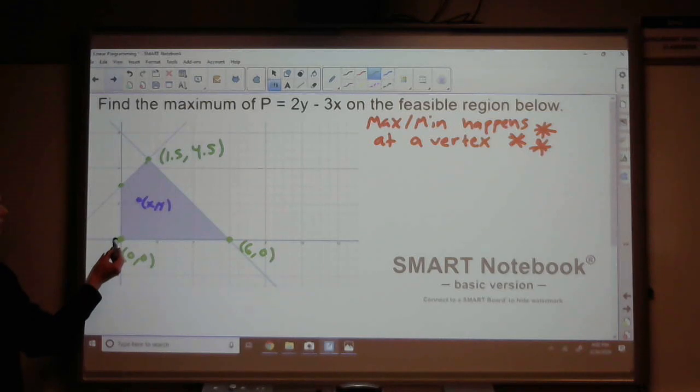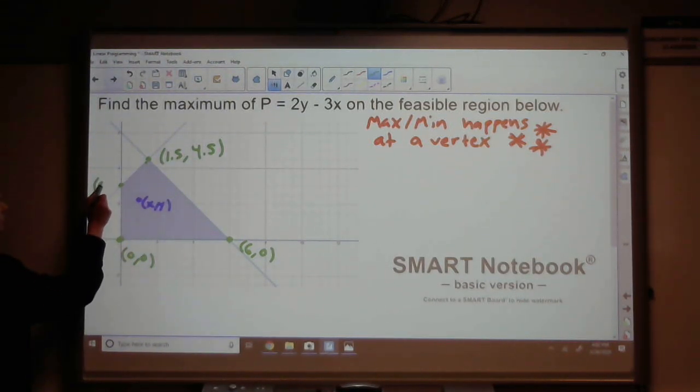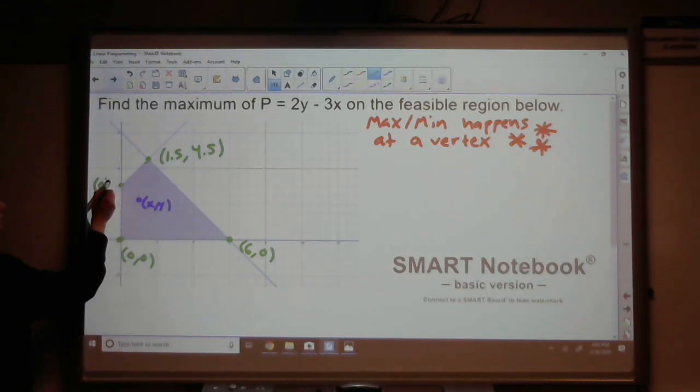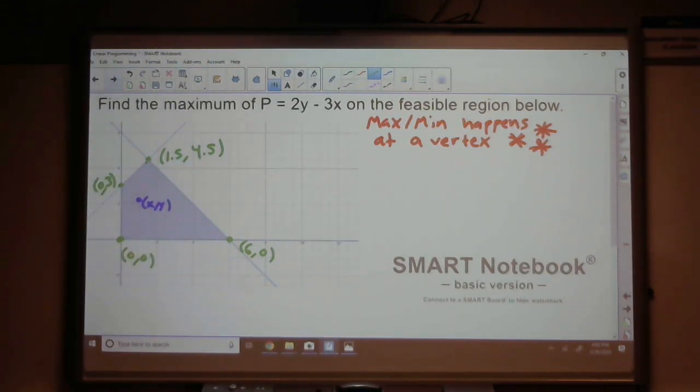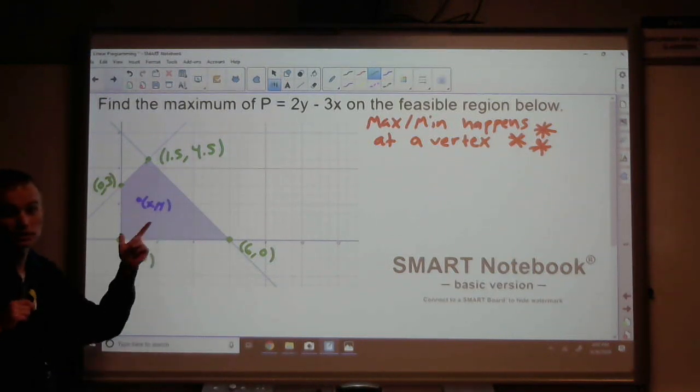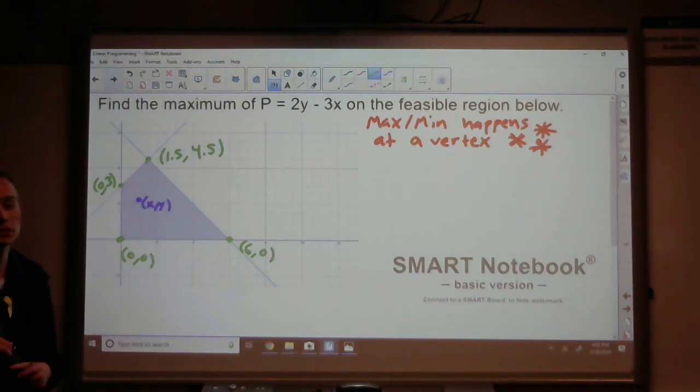And then this other vertice, this one happens at 0 is my x value, and my y value is 2 and 3. So 0, 3 is my other vertice. So to actually find the maximum of this function, really all we have to do is care about the corners, okay? All I have to do is care about the corners.